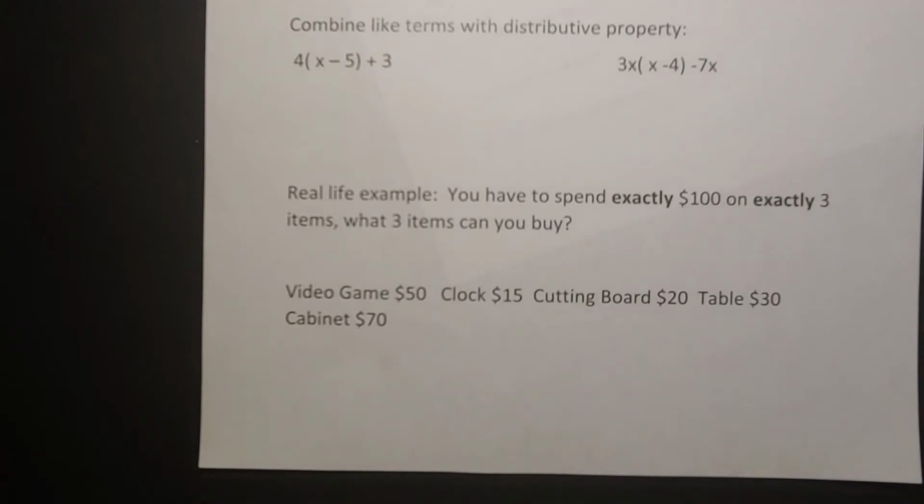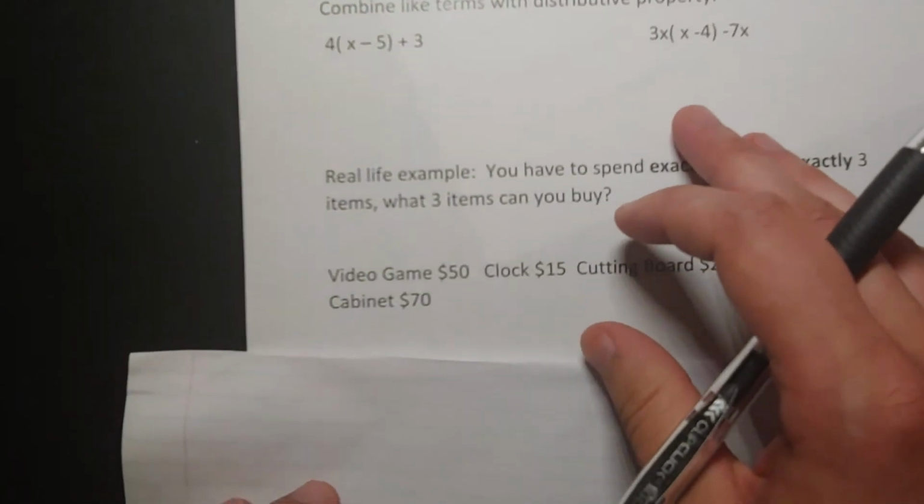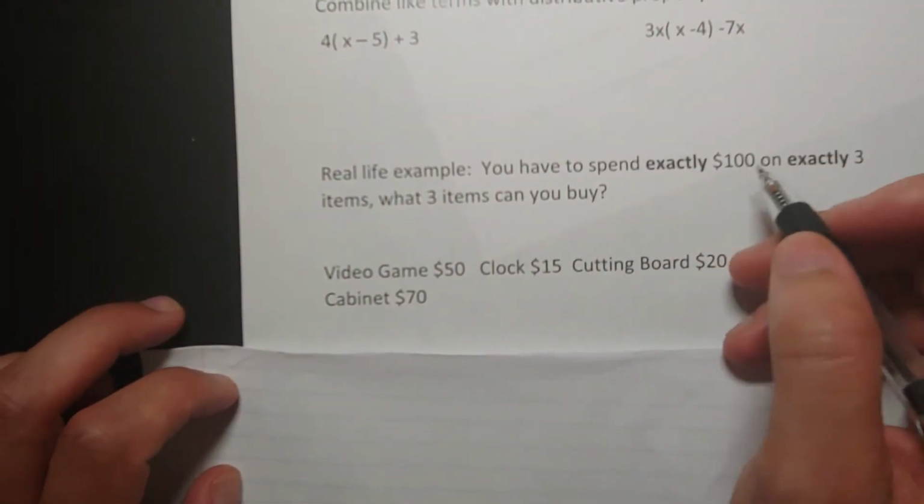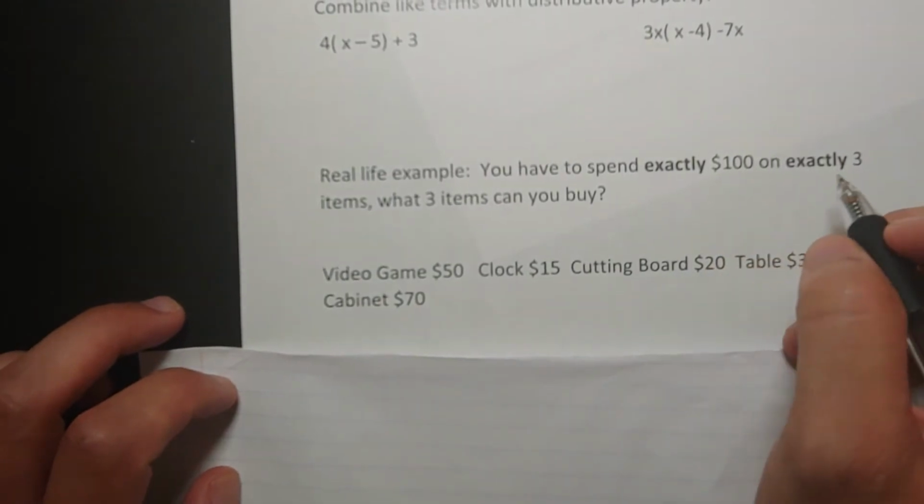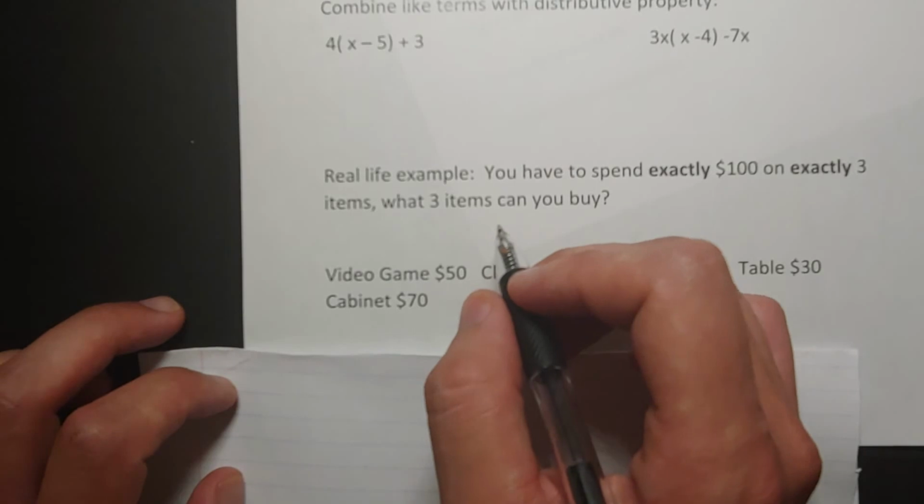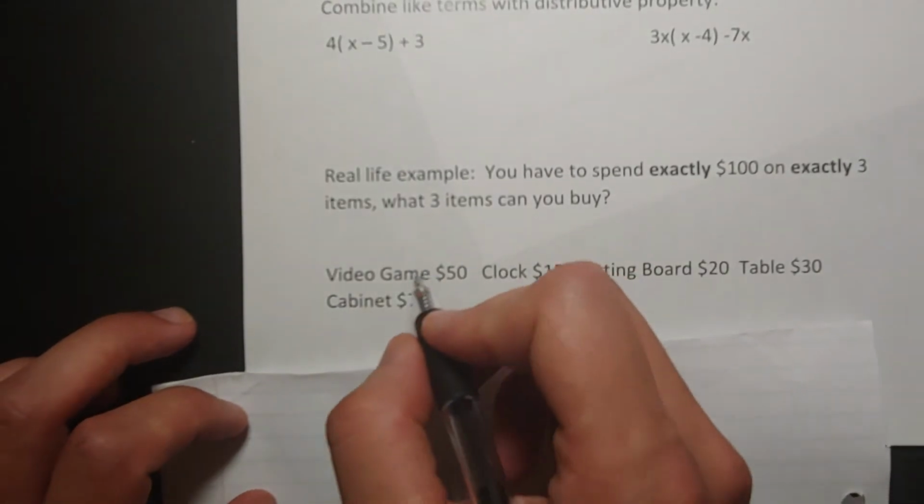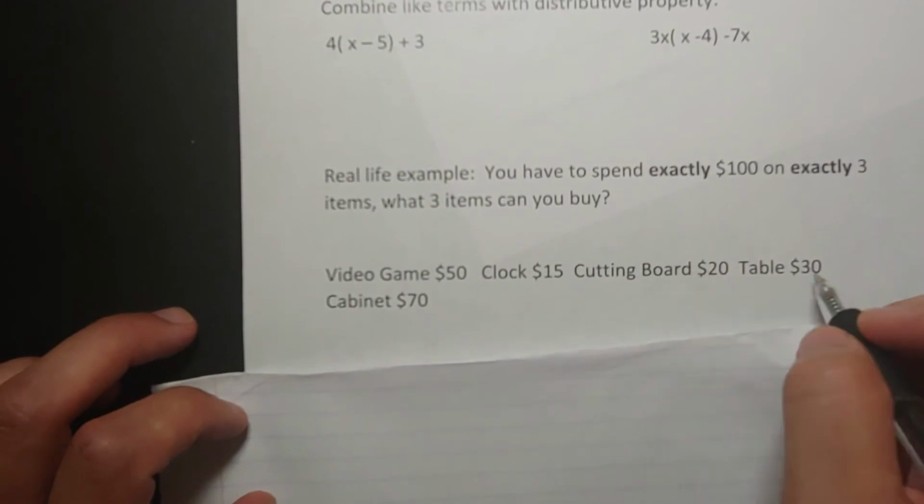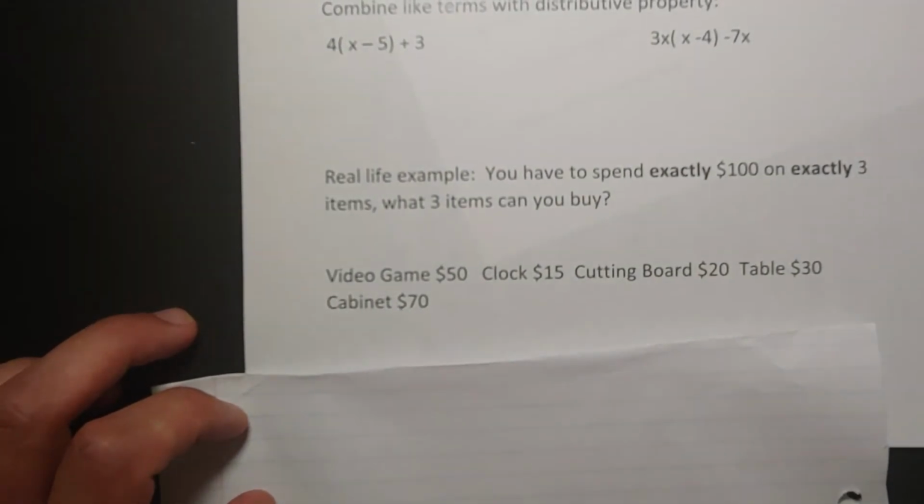Okay, so now if you're back, we have a real-life example on page 2, which is a little bit longer than this example I have here for you, but I'll go over both of them. So you have to spend exactly $100, no less, no more, on exactly 3 items, no less, no more. What 3 items can you buy? So we have a video game for $50, a clock for $15, a cutting board for $20, a table for $30, and a cabinet for $70.